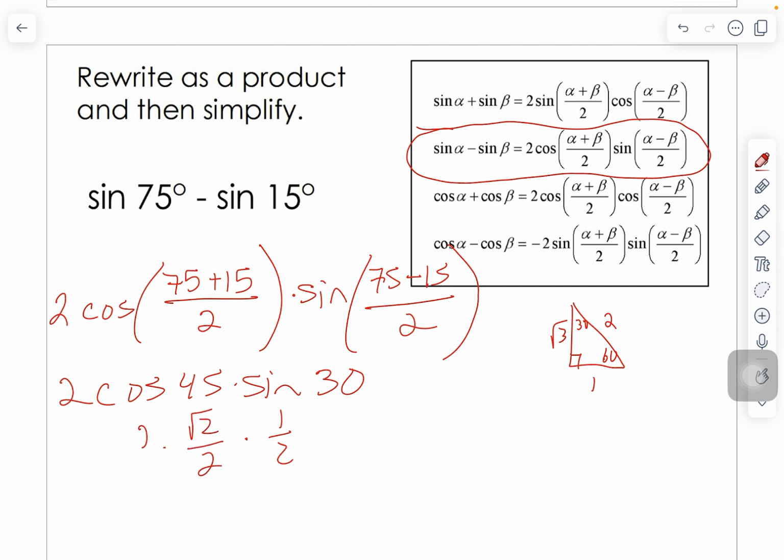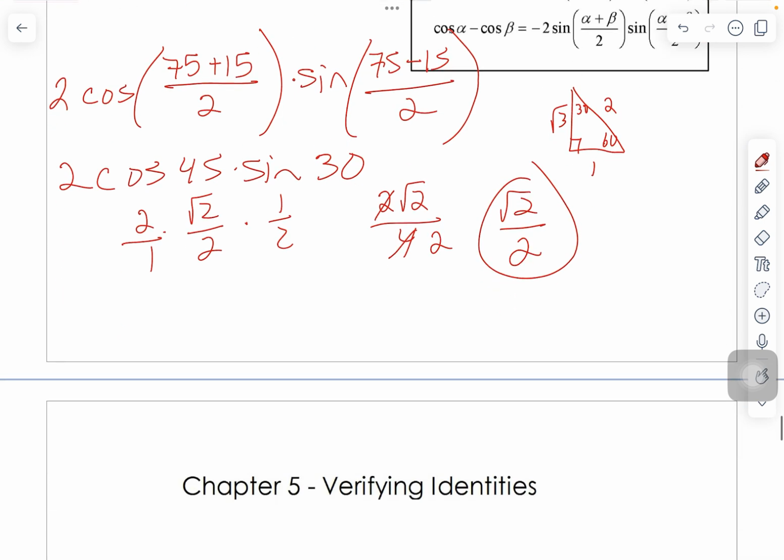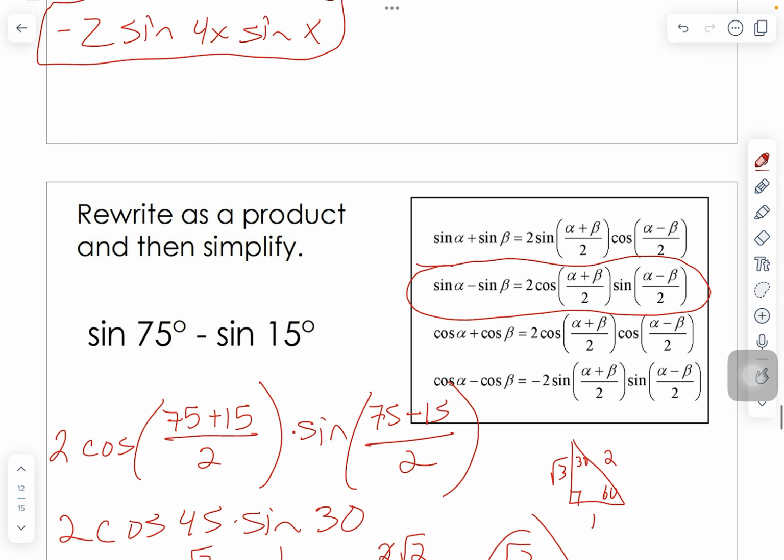And again, don't forget about the 2 out in front. So if I multiply across in the numerator, I got 2 square roots of 2 all over 1 times 2 times 2. So 4, reduce these 2, and I get the square root of 2 over 2. And that is a good way to use the difference product with degrees.